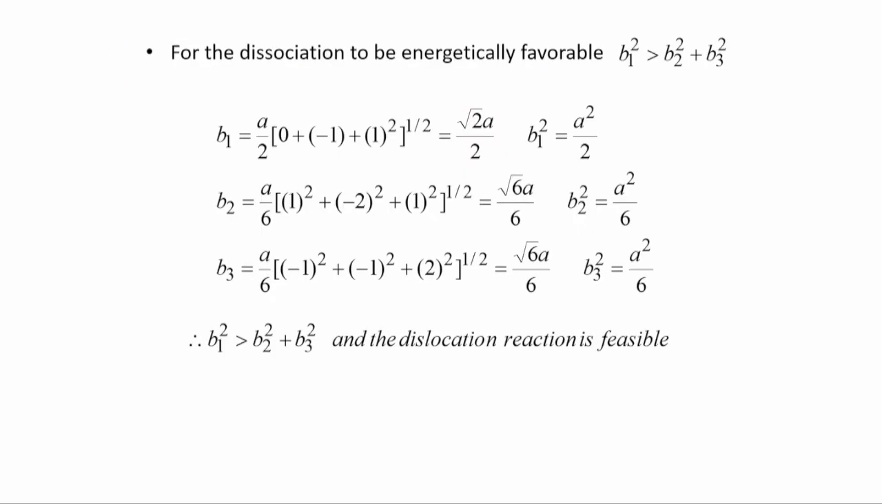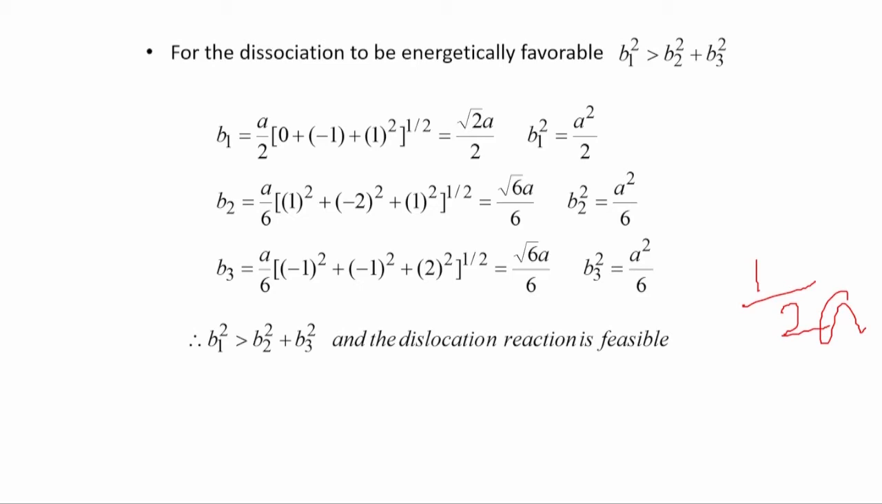Now we look into the second check. For the dissociation to be feasible to form the reaction, in this case we need to satisfy b1 square greater than b2 square plus b3 square. That square term comes from the estimated dislocation energy, which is roughly half of G b square, and from that the b square term comes. So first we see what is the energy for the left hand side. So we'll try to find out the magnitude of the Burgers vector.